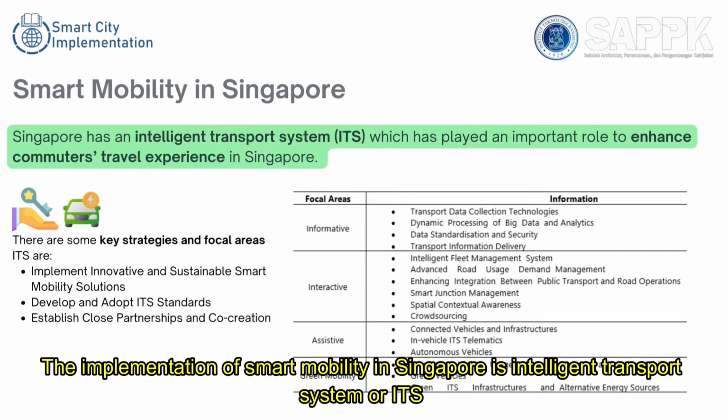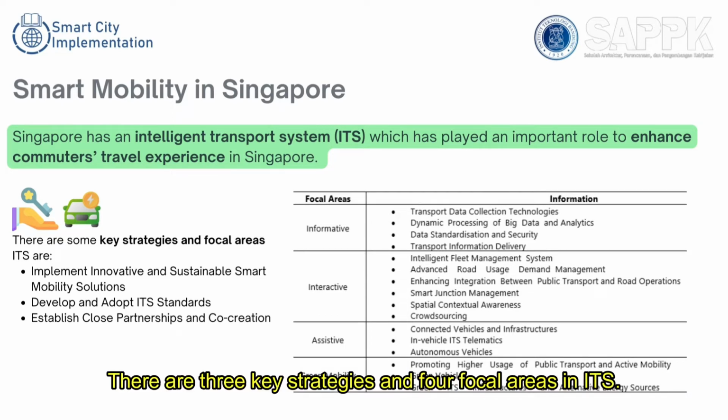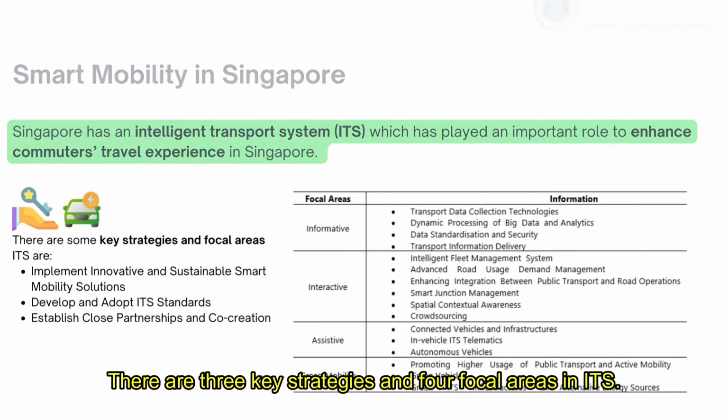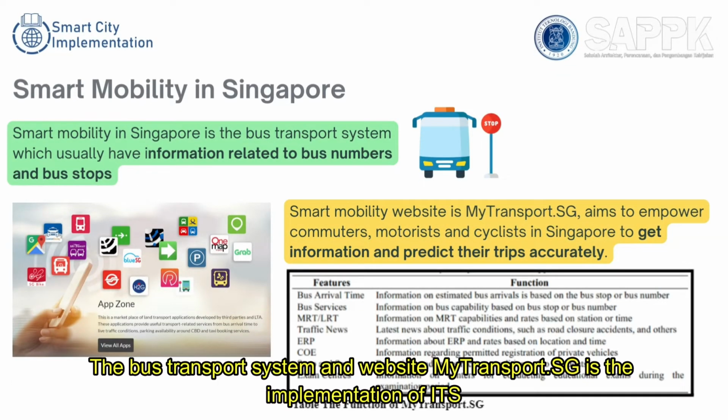The implementation of smart mobility in Singapore is Intelligent Transport Systems, or ITS, which has played an important role to enhance commuters' travel experience. There are three key strategies and four focal areas in ITS. The bus transport system and the website mytransport.sg are implementations of ITS.